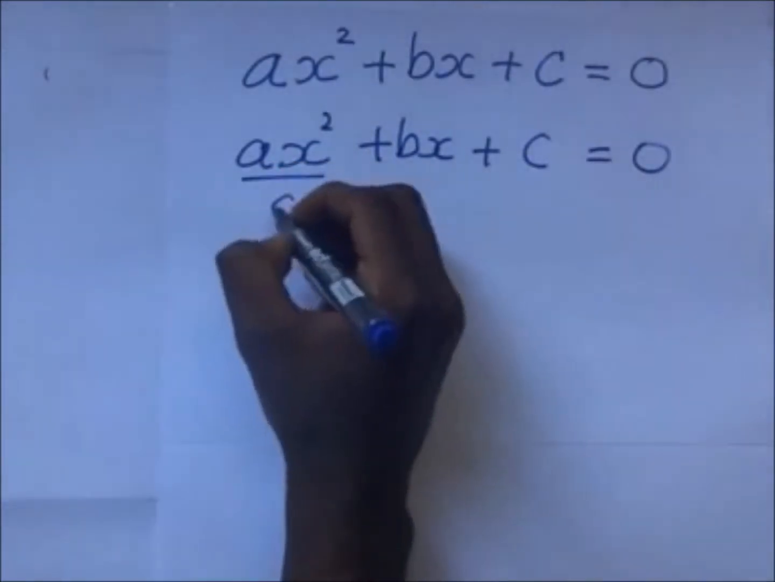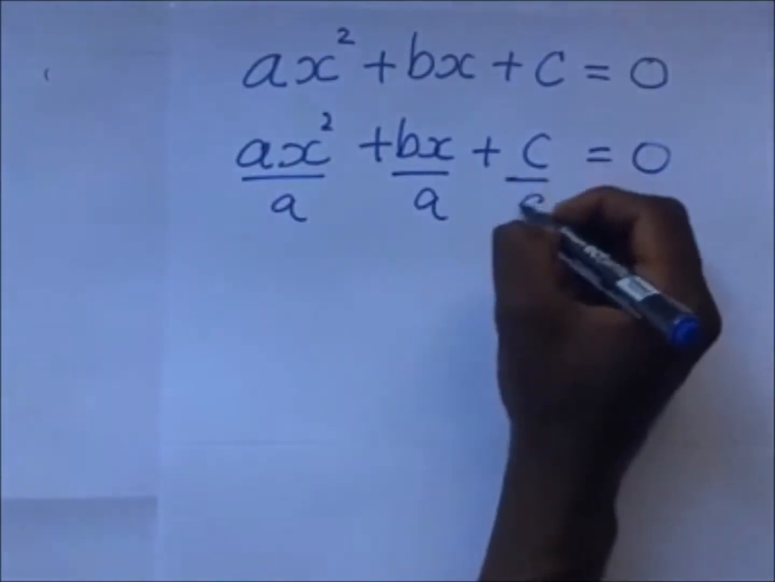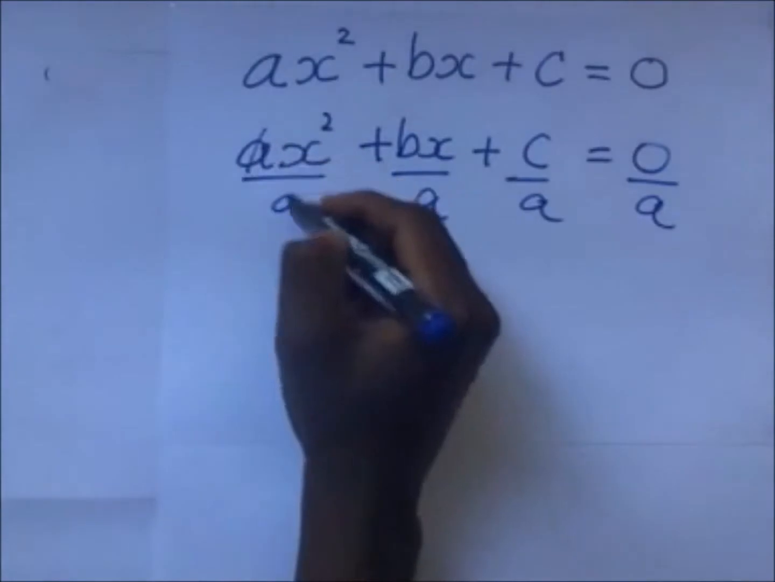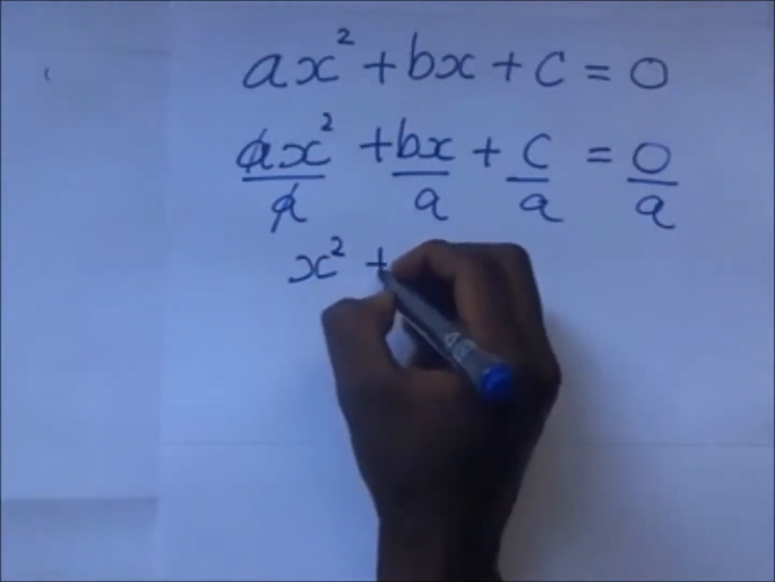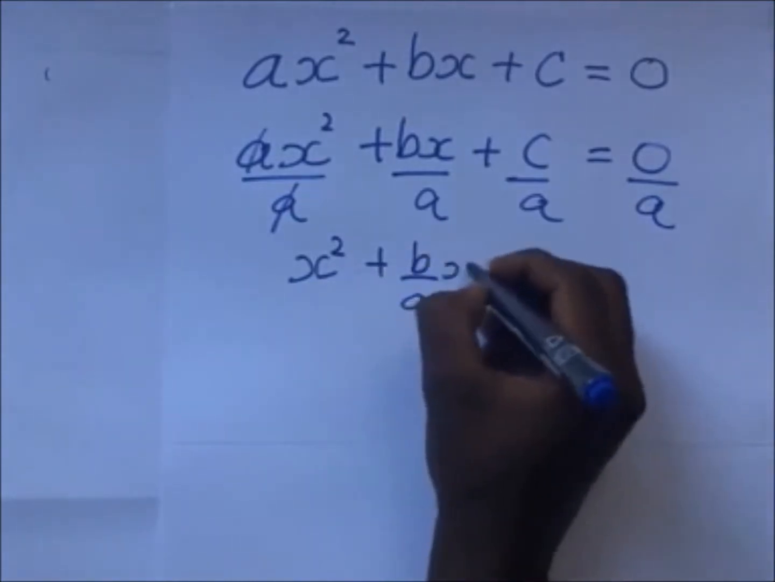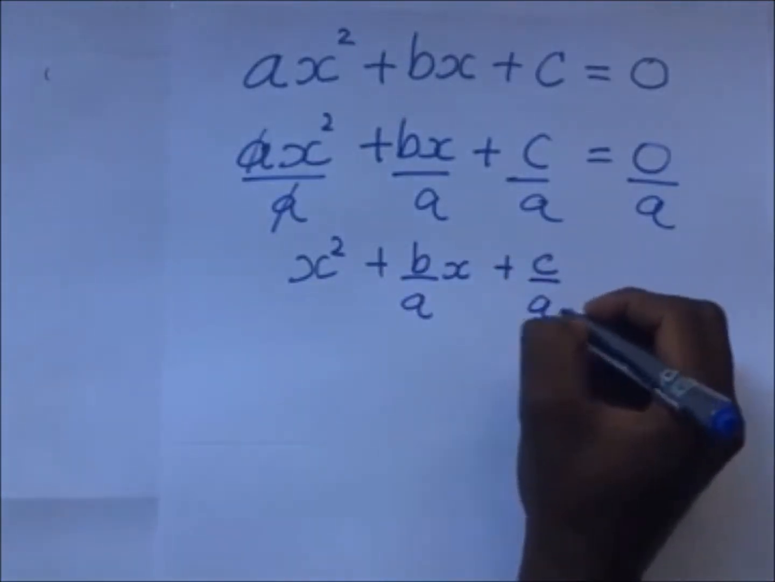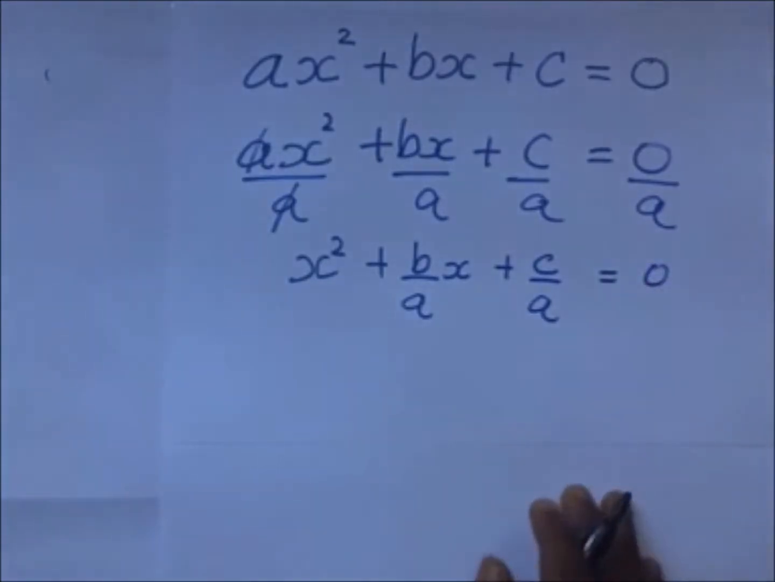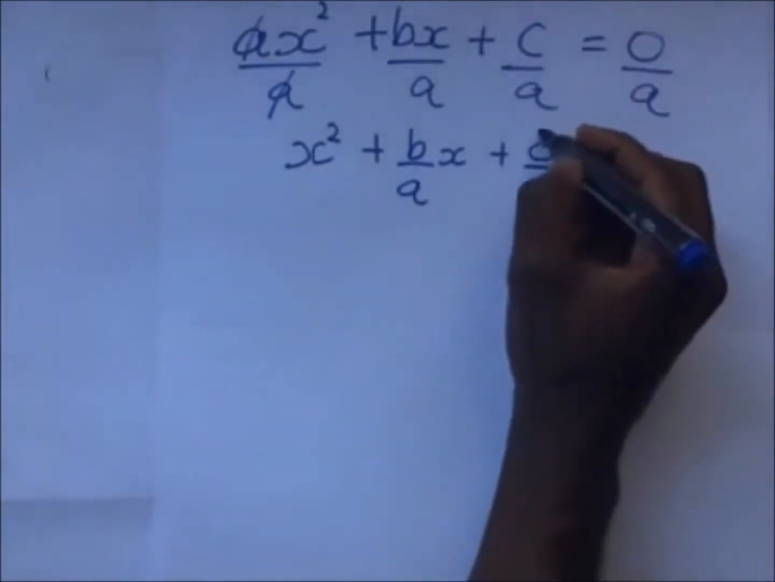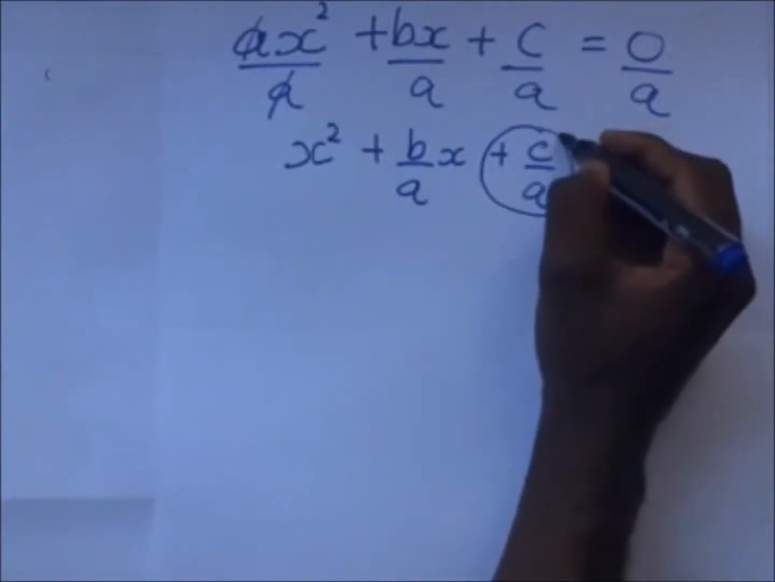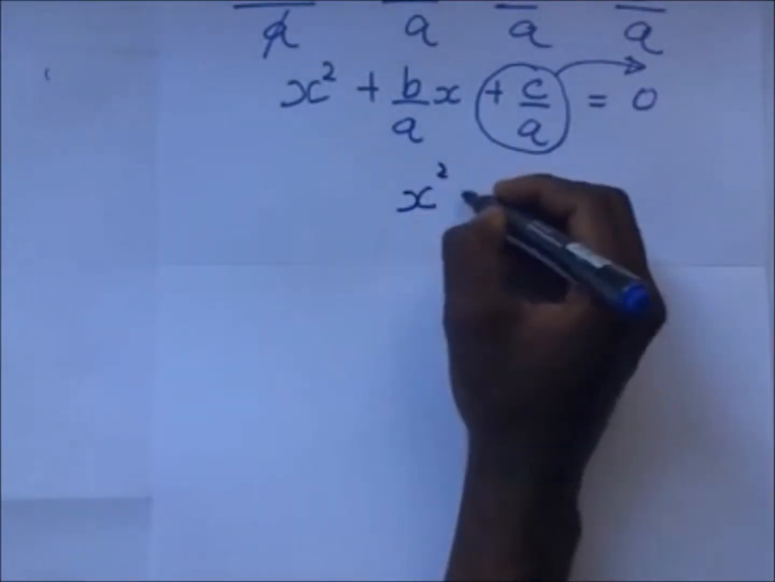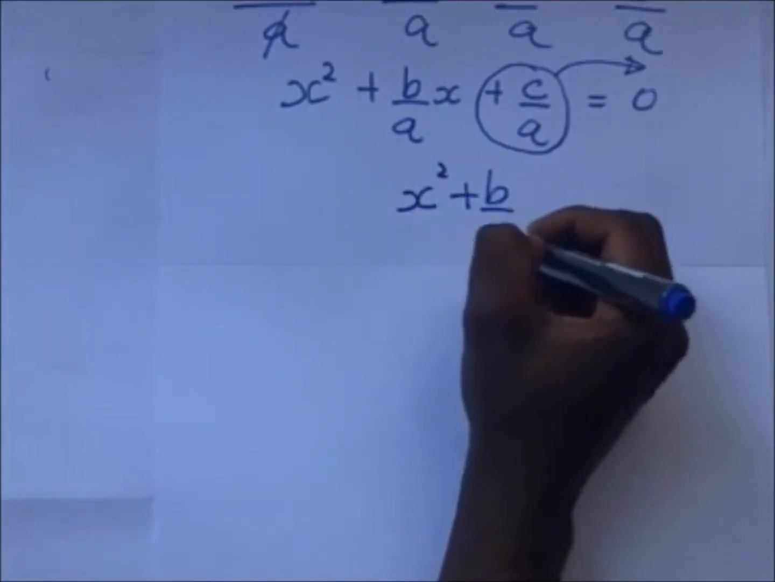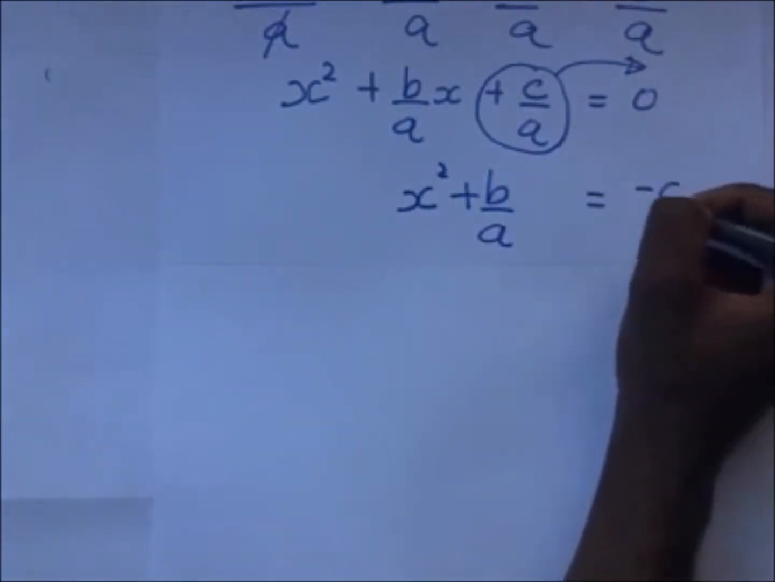So we divide through by a, by a, by a, so that this a and that a are able to cancel out. You remain with x squared plus b over a x plus c over a being equal to 0. From that point we are supposed to take this c over a to that side of the equation. So it becomes x squared plus b over a x is going to be equal to negative c over a.